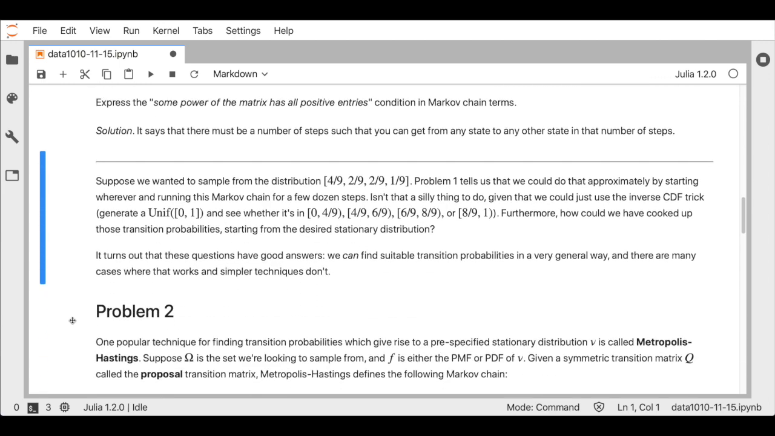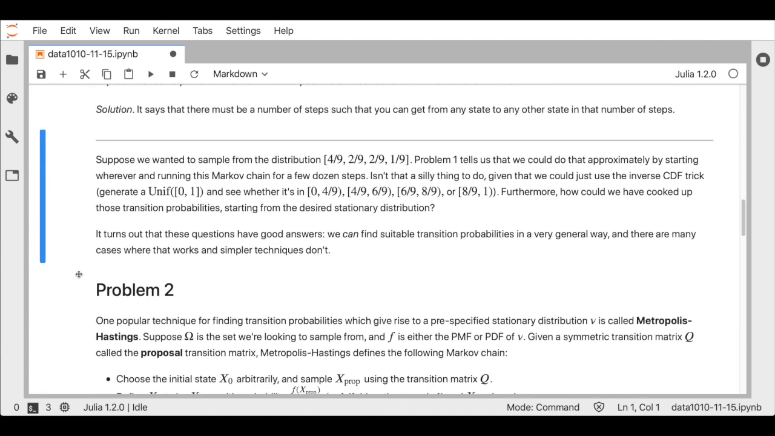So what is the point of this Markov chain stuff? Well, suppose we wanted to sample from the distribution 4 ninths, 2 ninths, 2 ninths, 1 ninth. Problem 1 gives us a way to do that. We can set up this Markov chain, start somewhere, and then run the Markov chain for a few dozen steps. It isn't exact, but it will be very close. But on the face of it, that seems a bit ridiculous.